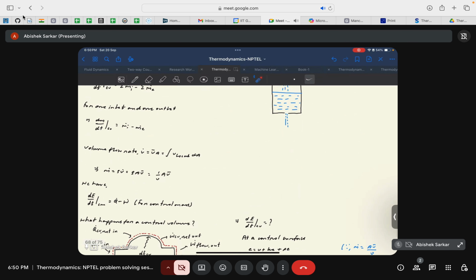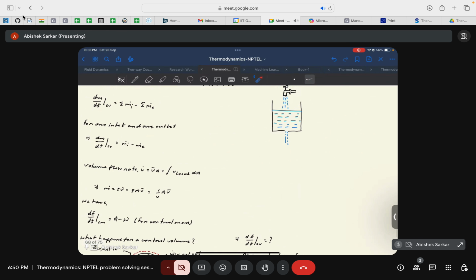So again, this equation can be simplified for a single inlet and outlet. Let dm/dt of the control volume be equal to m_i dot minus m_e dot. This dot, at least in this class, will inherently imply rate properties, that is dm/dt, or all properties divided by time would be shown as a dot over that property.